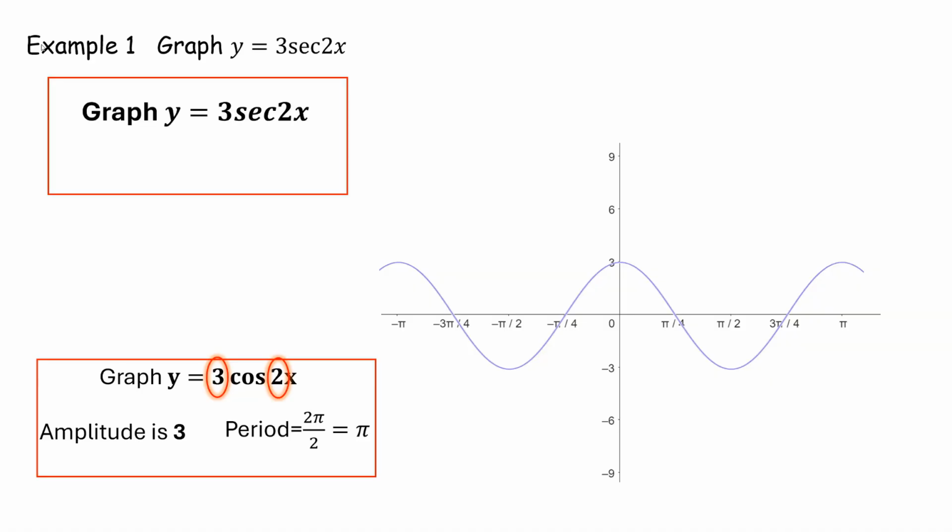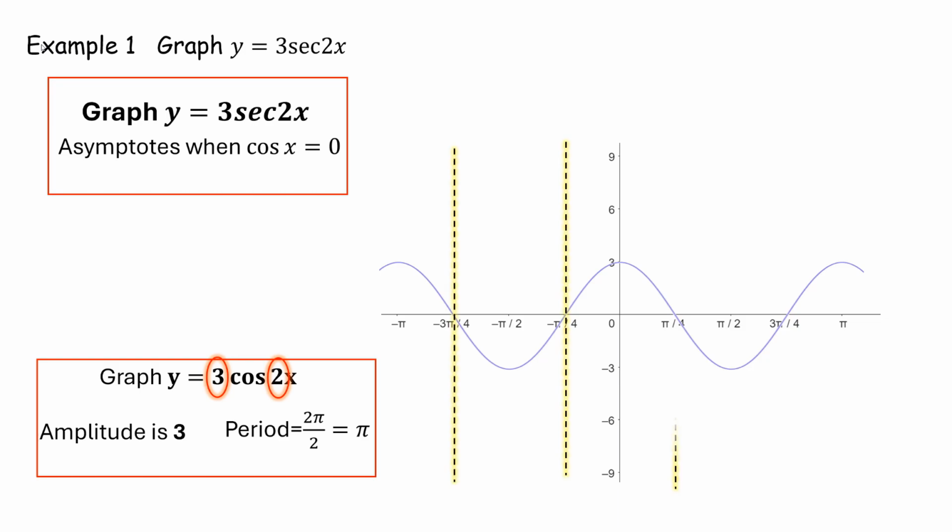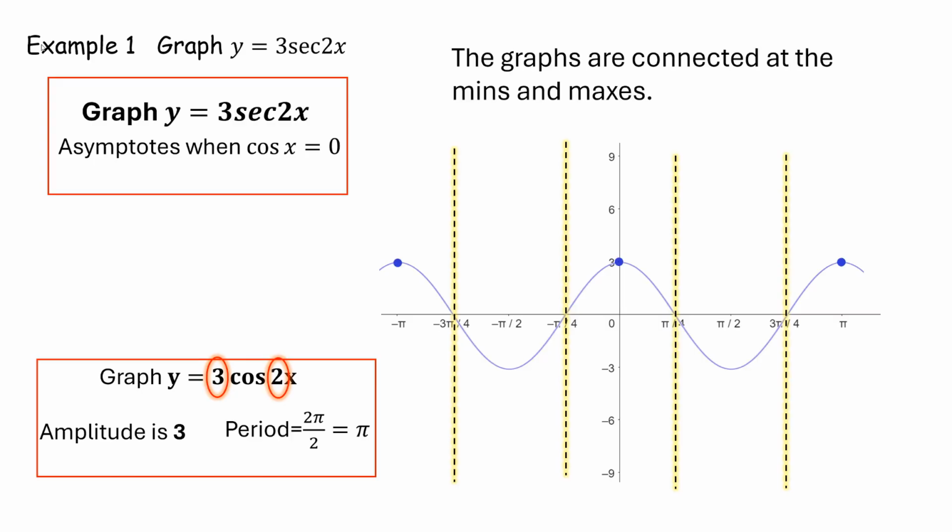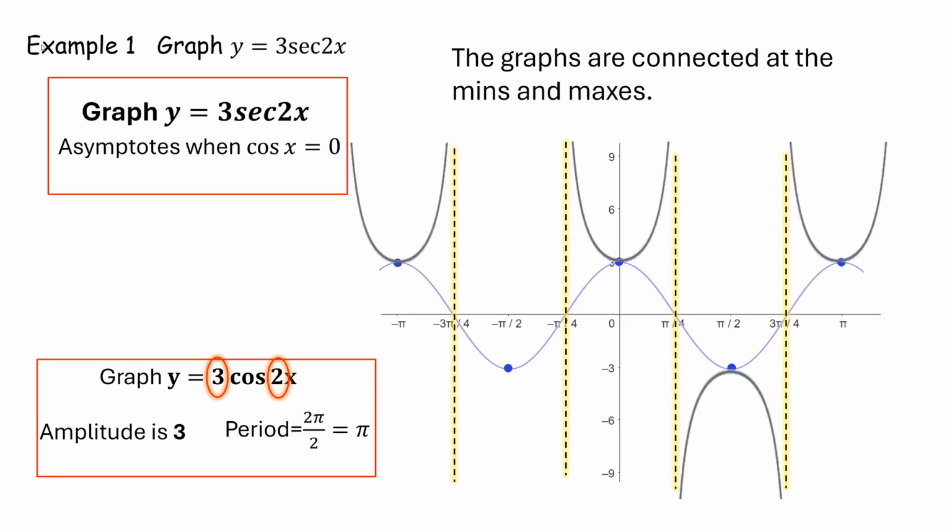So once you've graphed that, you can now graph y equals 3 secant 2x. You just put your asymptotes whenever the cosine graph you just graphed is 0, wherever it hits the x-axis. The maxima will have points on the secant graph, and the minima will also have points on the secant graph, and then you just graph it. And that's what it looks like. So this is the graph of 3 secant 2x.